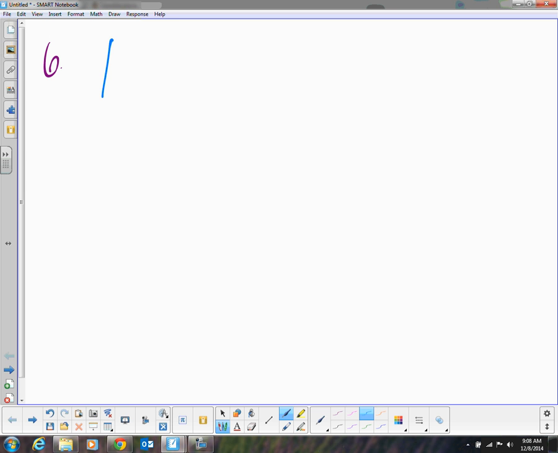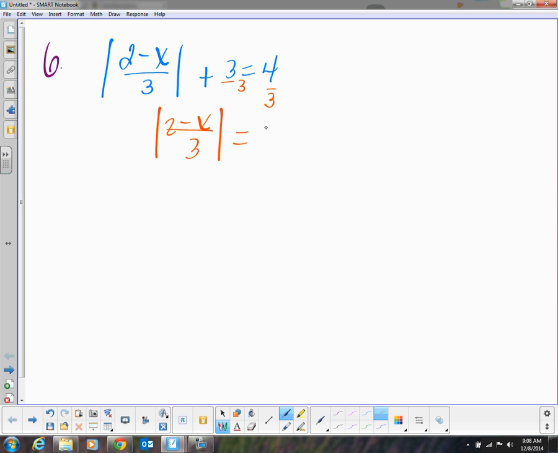So we've got 2 minus x over 3, and we've got plus 3 is equal to 4. What must we do first? We've got to isolate this absolute value. So that's going to be subtract 3. We're going to get 1.